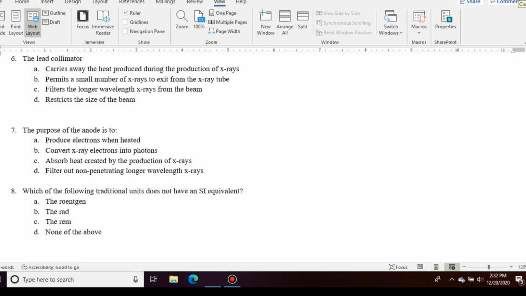Number 8. Which of the following traditional units does not have an SI equivalent? A, the Rankine, B, the rad, C, the rem, or D, none of the above. And the correct answer is A, the Rankine.